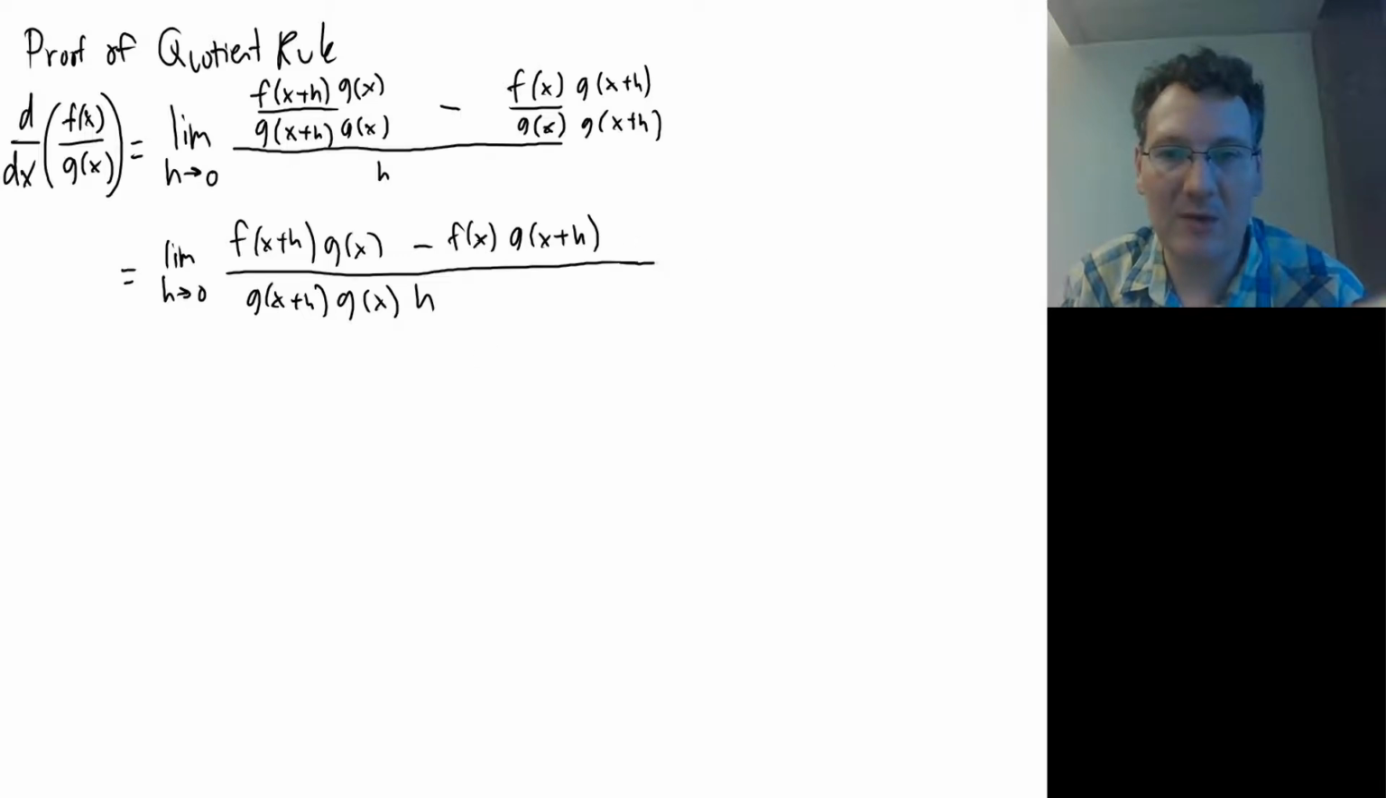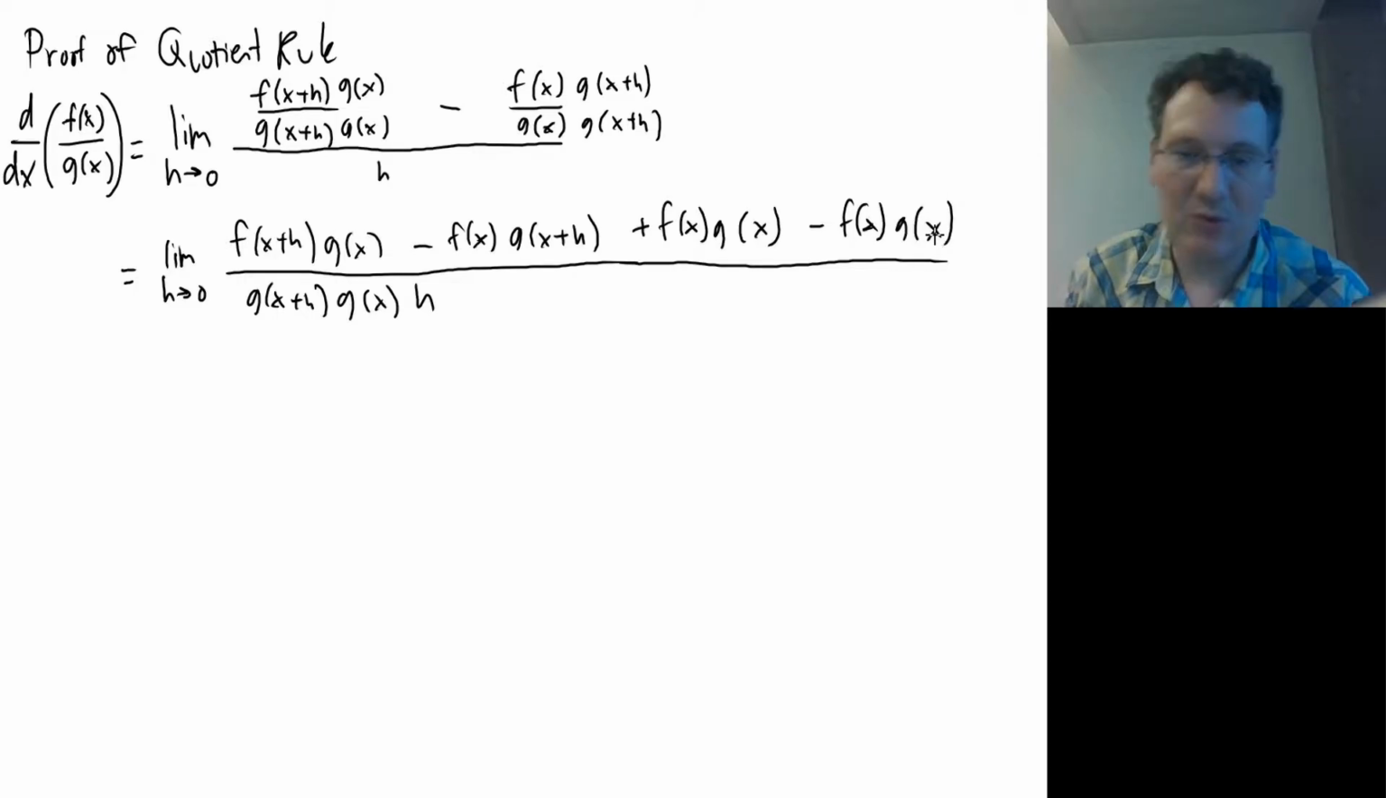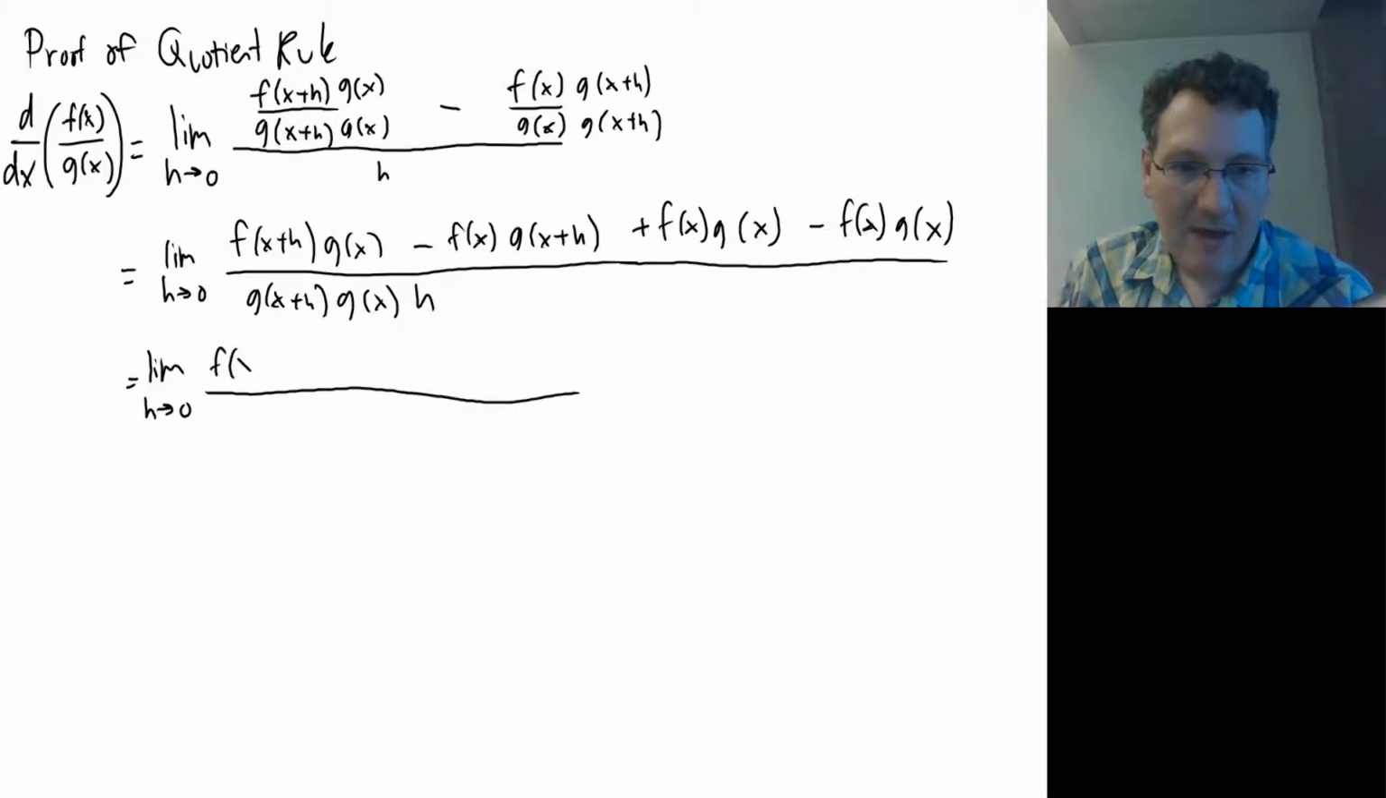What we're going to do now is add and subtract the term f of x, g of x in order to group these things together, similar to what we did in the product rule. So the first limit that we're going to take is f of x plus h, g of x, minus f of x, g of x, and then divided by g of x plus h, g of x, and then an h.